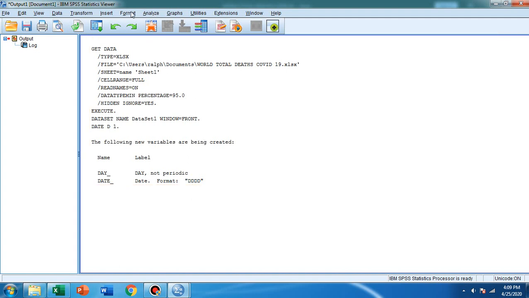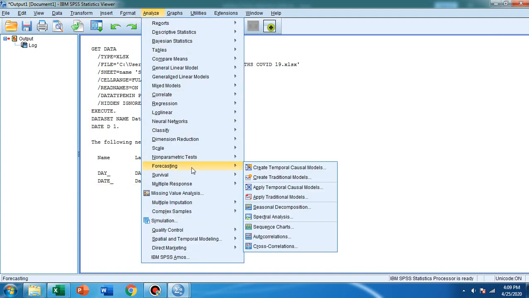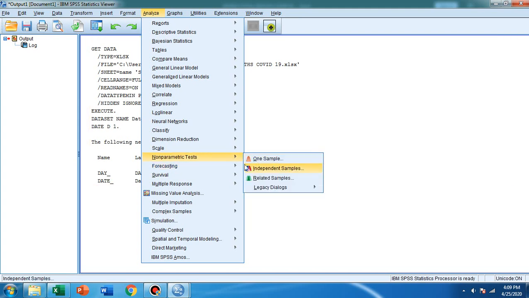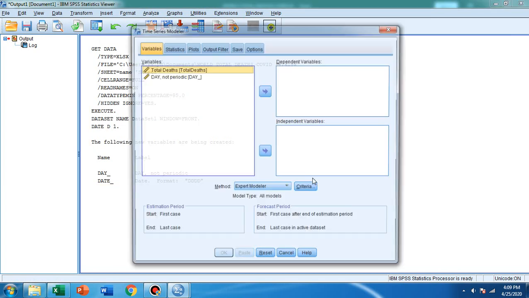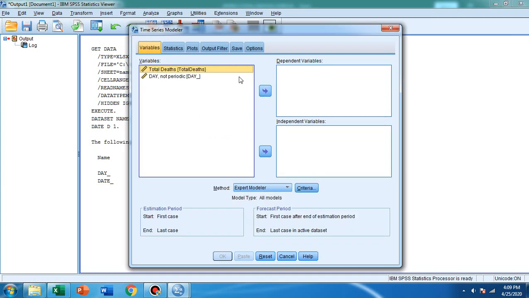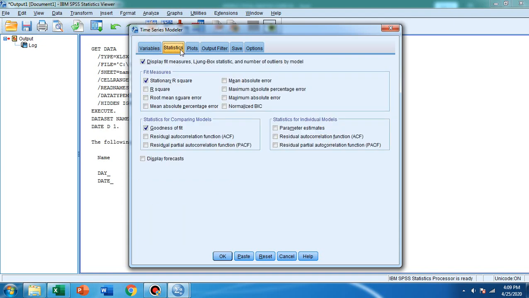Then we are going to go to Analyze, Forecasting, Create Traditional Models. Then our data, the total, we put in the dependent variable. For the method, you can choose ARIMA, exponential smoothing, or expert modeler. Expert modeler will automatically choose which one best fits your data, either ARIMA or exponential smoothing. So expert modeler will be the safest. Then go to Statistics and check display forecasts.